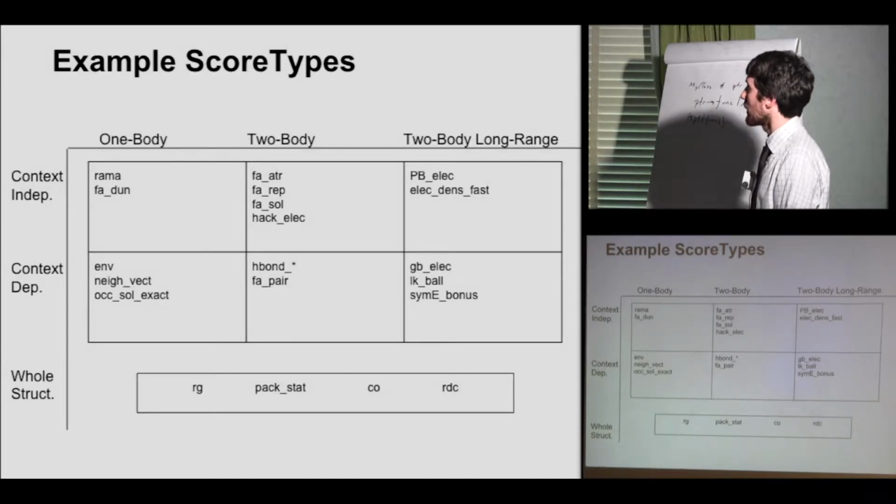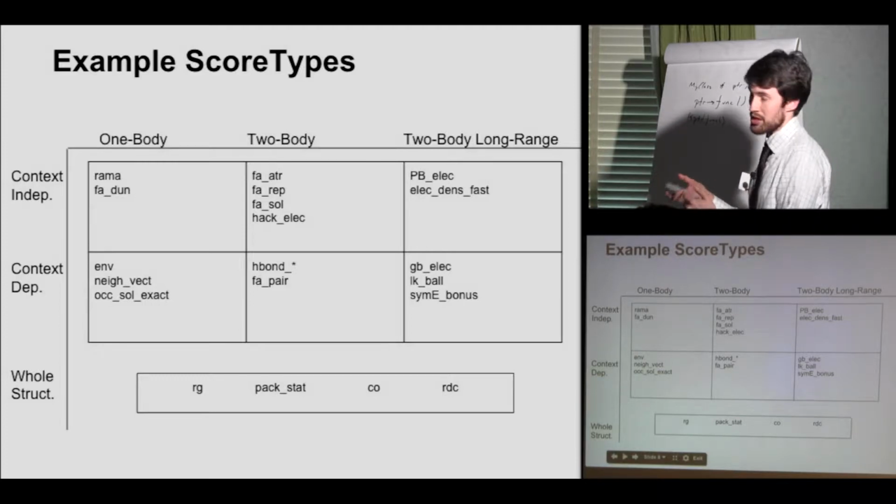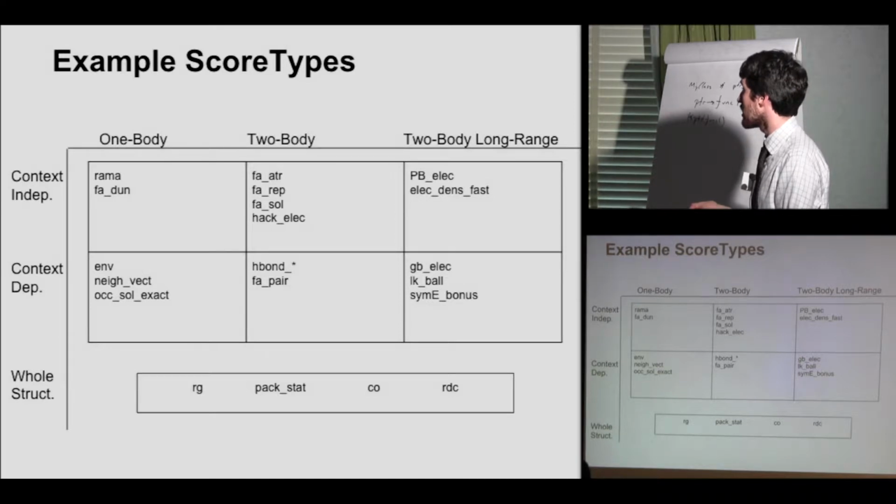Sorry, the context dependent terms. This particularly depends on whether it's in the environment, like exposed to solvent or not exposed to solvent. For instance, for the hydrogen bond term, there's a weighting where it's down-weighted to a fifth of the strength when it's exposed to solvent. But this is one-body, two-body, and long range as well.